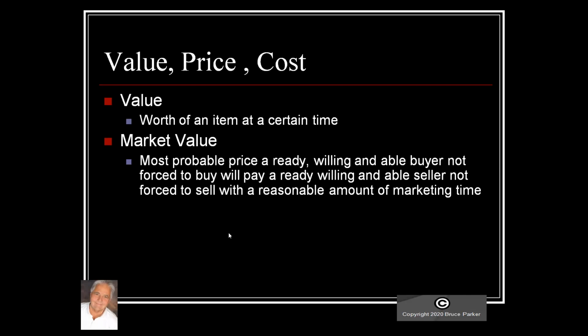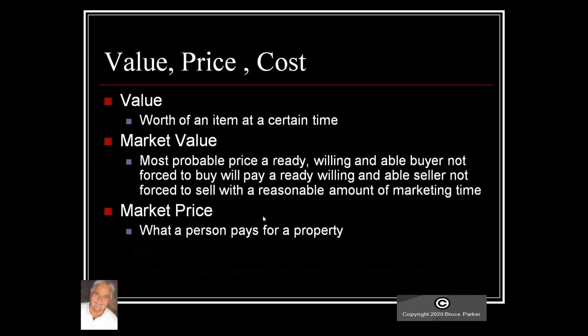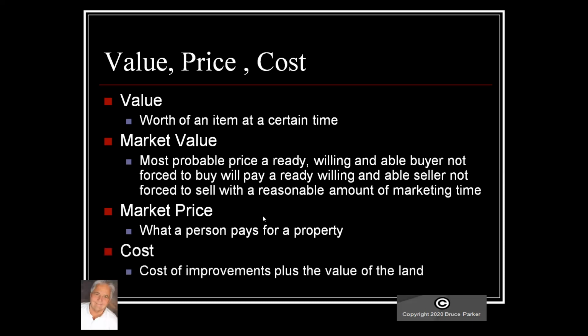The next term that we want to define is market price. Market price is what a person pays for a property. And the last term is cost. Cost is the cost of the improvements, which is the cost of the building, to construct the building, plus the value of the land.